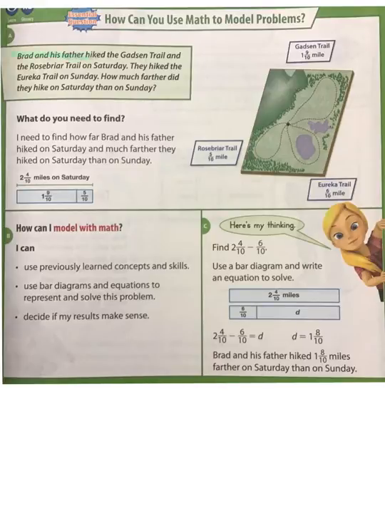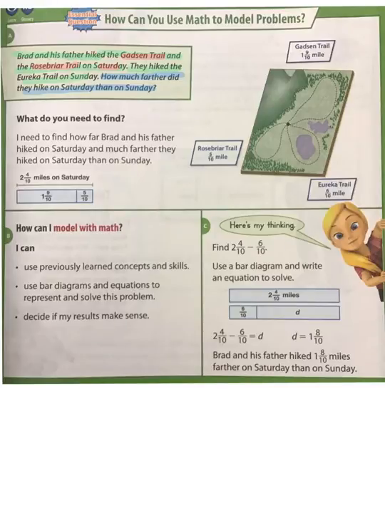Brad and his father hiked the Gadsden Trail and the Rosebriar Trail on Saturday. They hiked the Eureka Trail on Sunday. We want to find out how much further they hiked on Saturday than on Sunday. So first, since they hiked the Gadsden Trail and the Rosebriar Trail on Saturday, we need to combine those or add those together first.